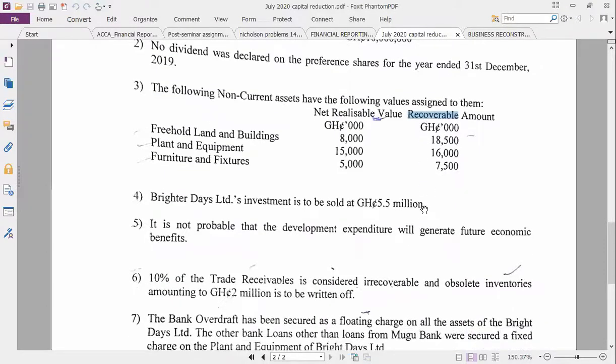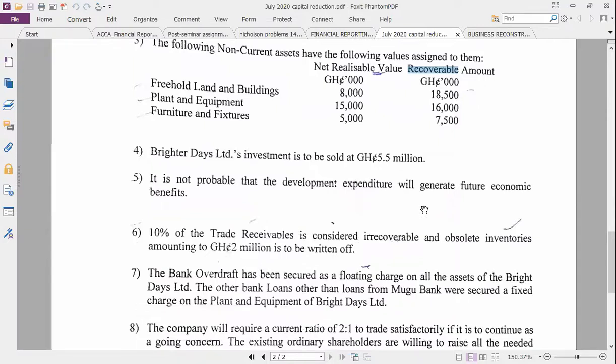Note 4. Brighter Days Limited investments to be sold at 5.5 million. So it should form part of the proceeds in terms of liquidation. And don't forget that they say they should sell it. In the scheme, if you're looking for receipts and payment, this 5.5 million should form part of the receipts.